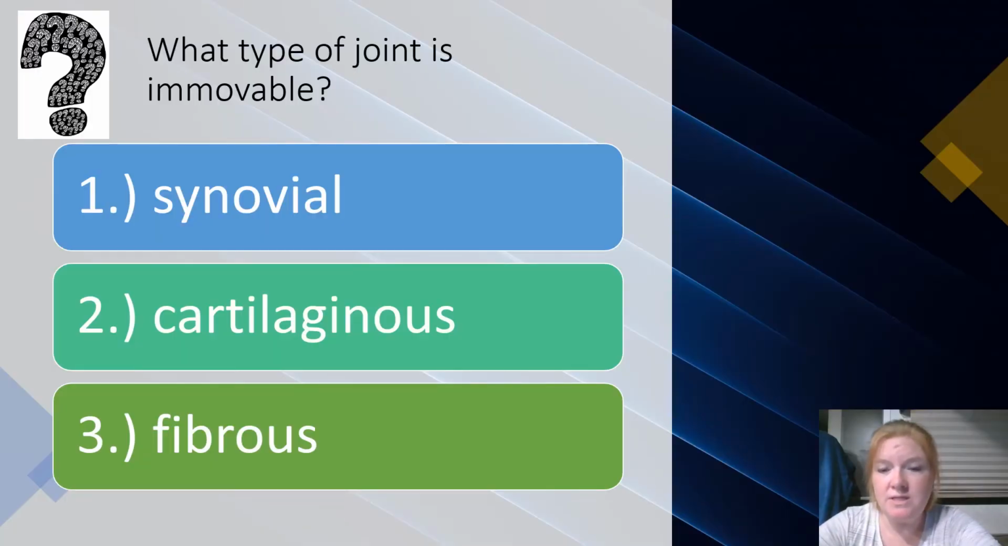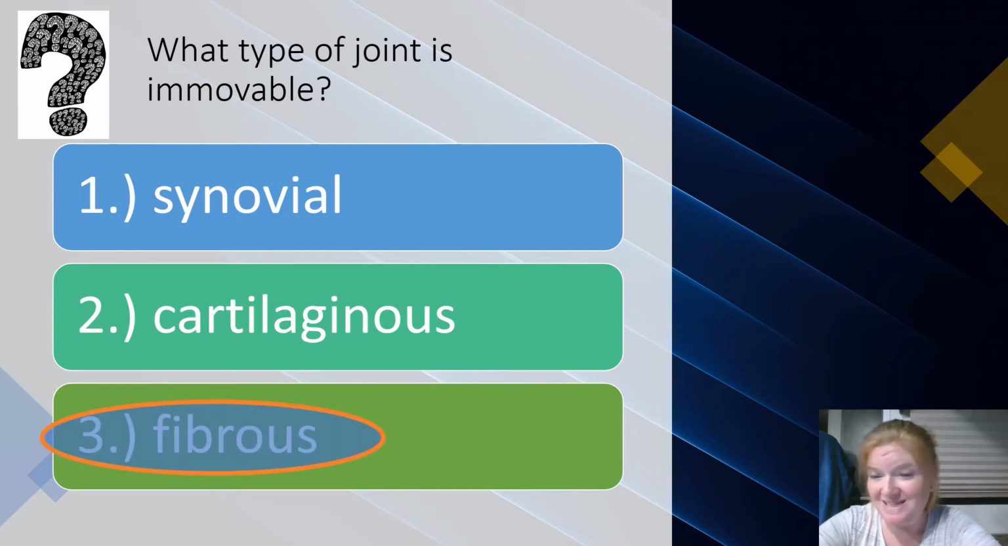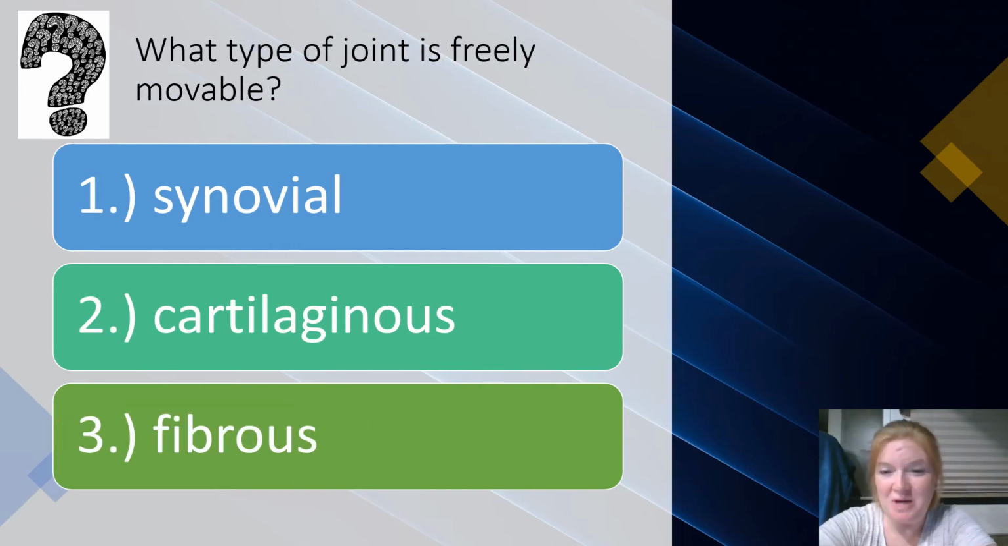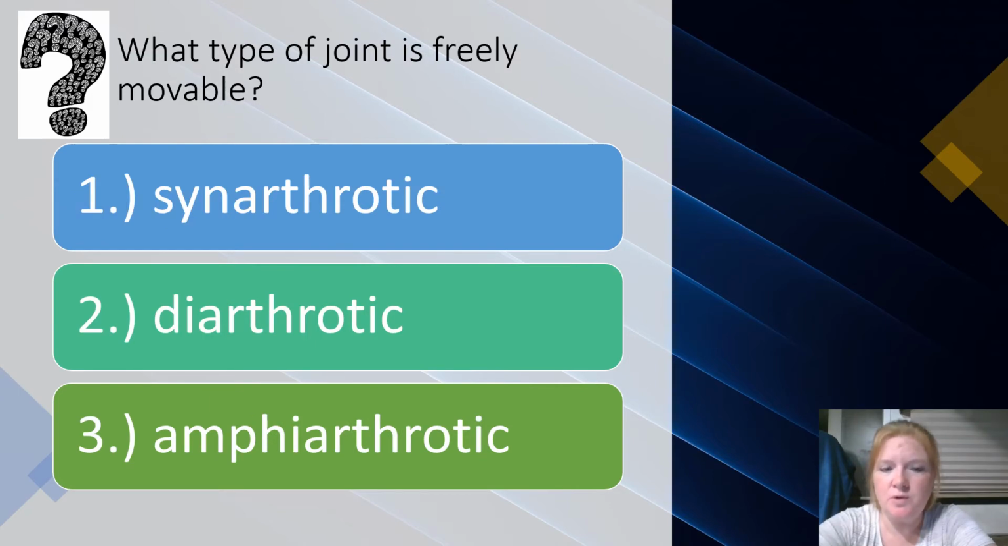What type of joint is immovable? That would be fibrous. What type of joint is freely movable? That would be synovial. Now let's see if you remember the tough terms. Diarthrotic.